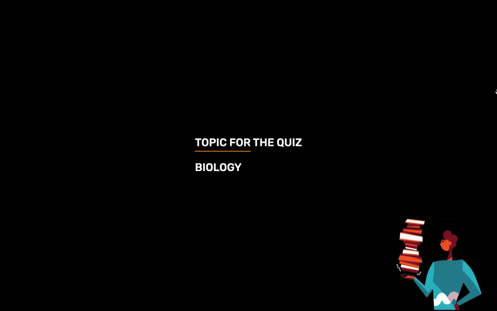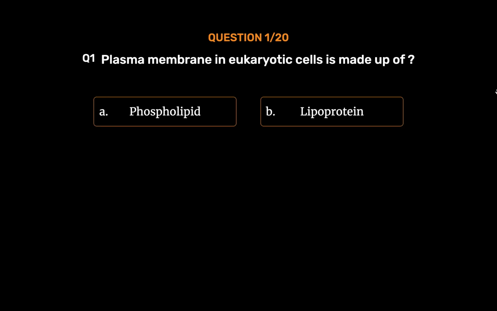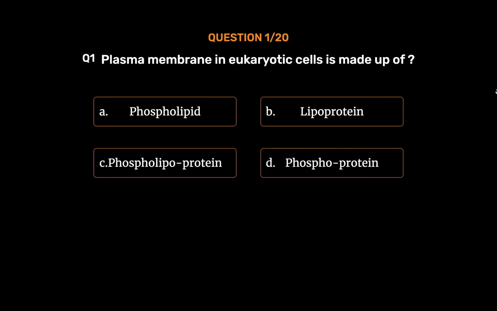Topic for today's quiz is Biology. Question number 1. Plasma membrane in eukaryotic cells is made up of Option A. Phospholipid. Option B. Lipoprotein. Option C. Phospholipoprotein. Option D. Phosphoprotein. The correct answer is Option A.